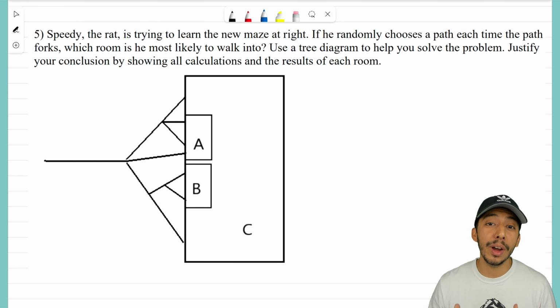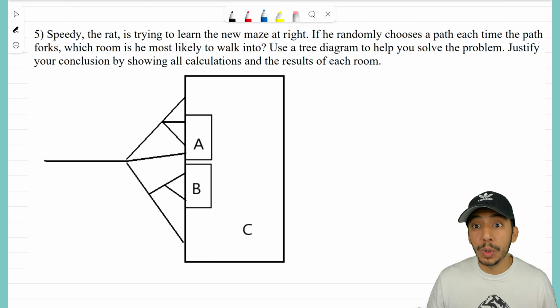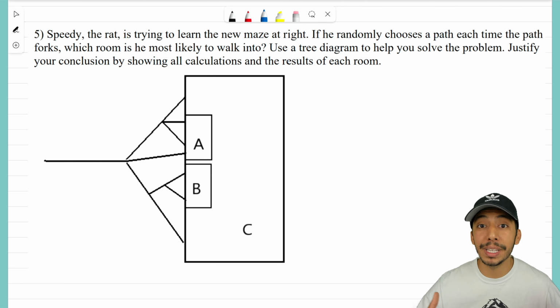So we're going to want to figure out the probability of him getting into room A, into room B, and then finally into room C. And then really, which one is the bigger number? What is going to be the bigger fraction, the bigger percentage? Which room is he most likely to get into?